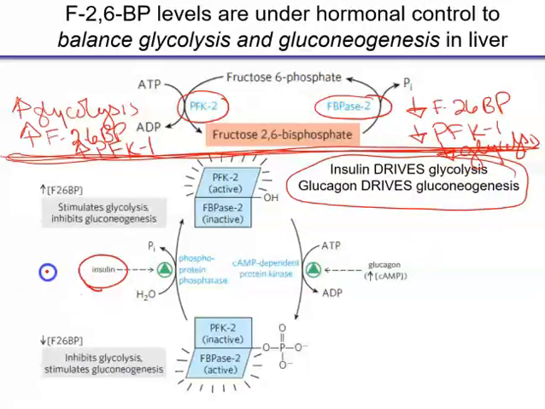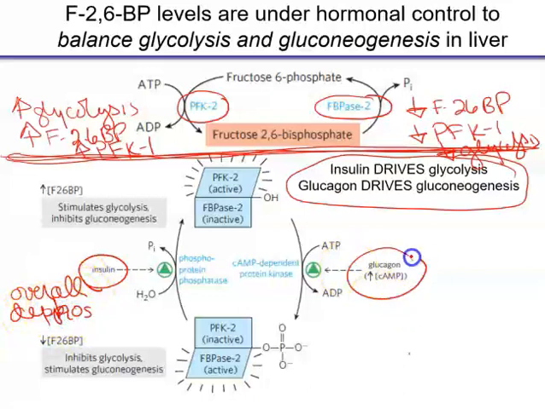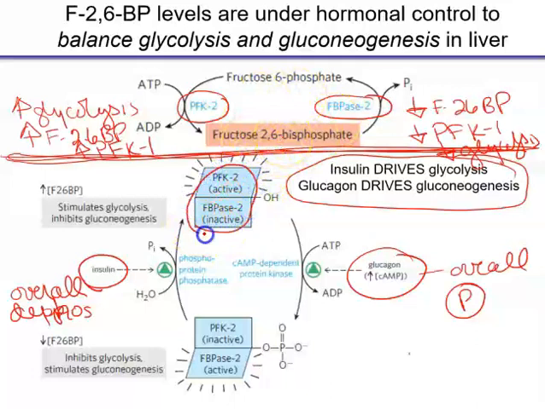Insulin acts to drive overall, and I'm putting overall, dephosphorylation in the cell. Glucagon acts to drive overall phosphorylation in the cell. Phosphofructokinase 2 and fructose bisphosphatase 2 are opposite sides of the same enzyme. So these together form a bifunctional enzyme. One portion of the enzyme acts as PFK2, and the other portion of the enzyme acts as a phosphatase.